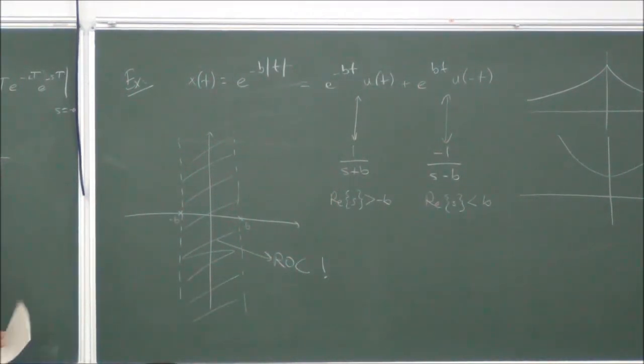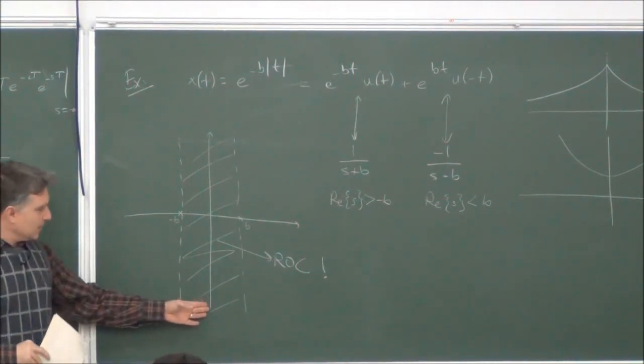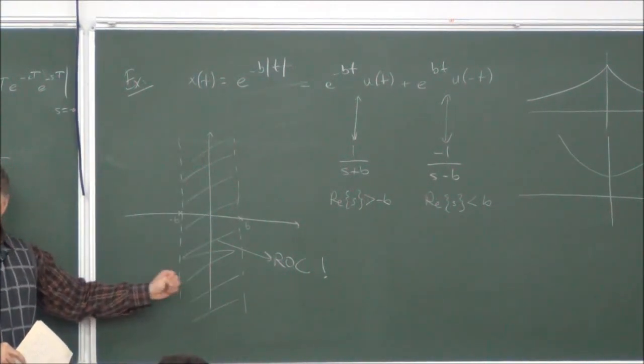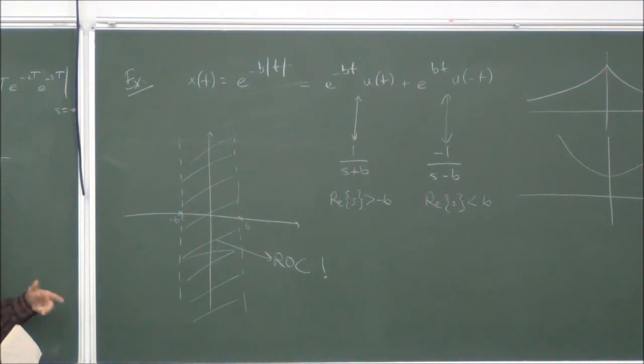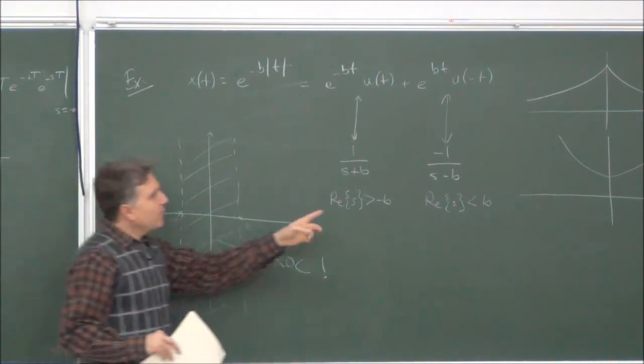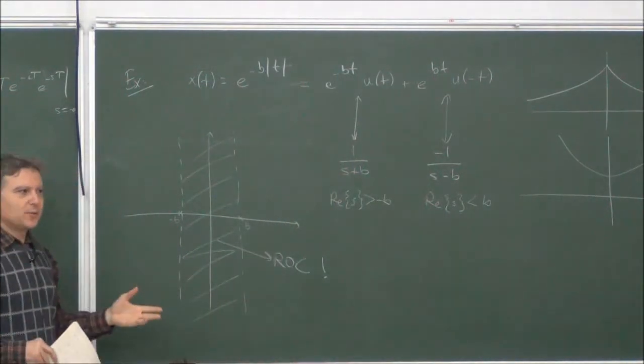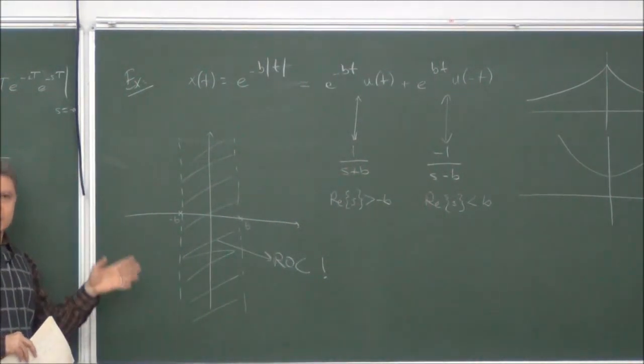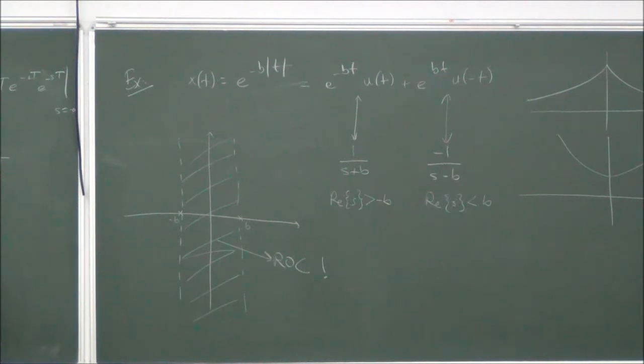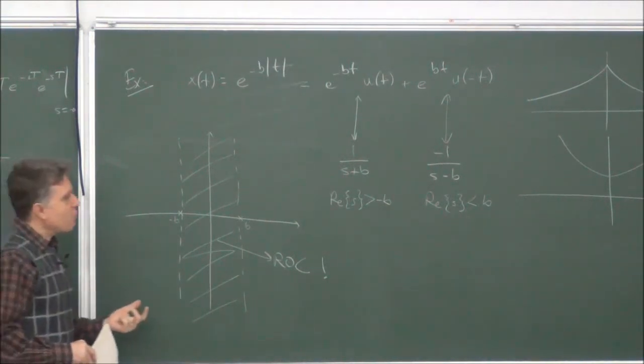Does it include the j omega axis? Yes, it seems to be right in the middle, which is the j omega axis. That's why for positive b, or for this signal, we have a Fourier transform. In fact, we found the Fourier transform for that, right? It was one of the examples that we have seen. How about the other case?